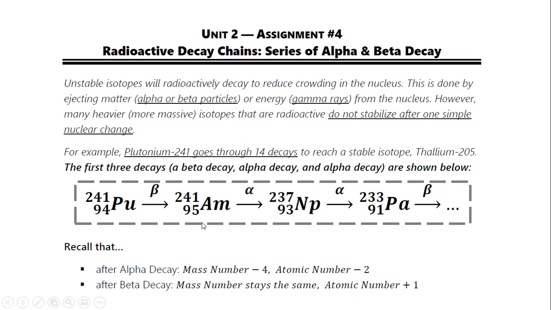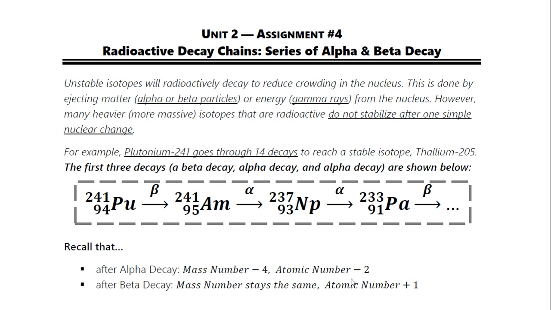So to keep that simpler, whenever something goes through alpha decay, remember that our mass number drops by 4 and our atomic number drops by 2. That's because an alpha particle is a bundle of 2 protons and 2 neutrons. So that thing that we kick out has a mass number of 4 from the 2 protons and 2 neutrons, and an atomic number of 2 from having 2 protons. It's a helium nucleus essentially.